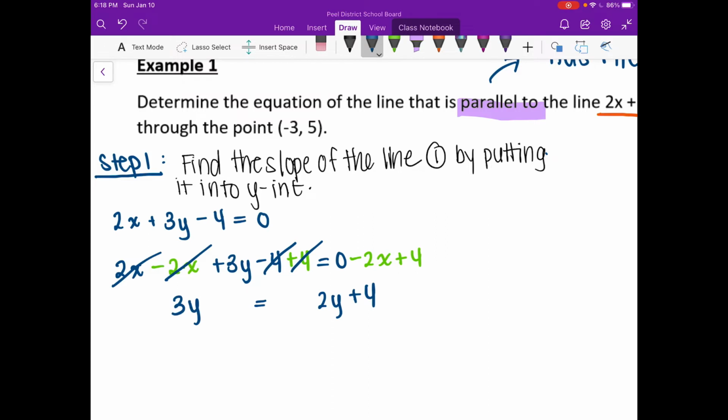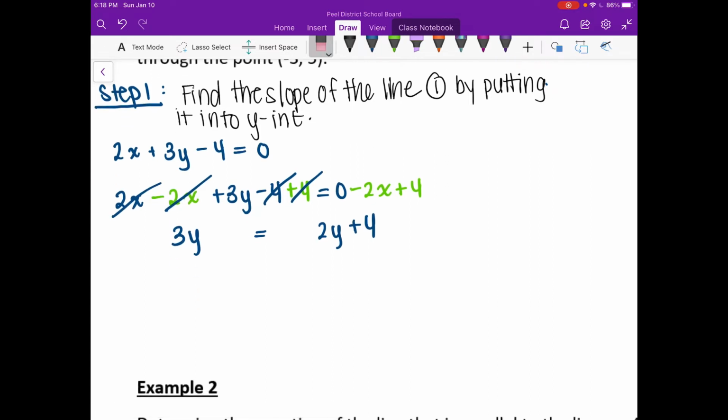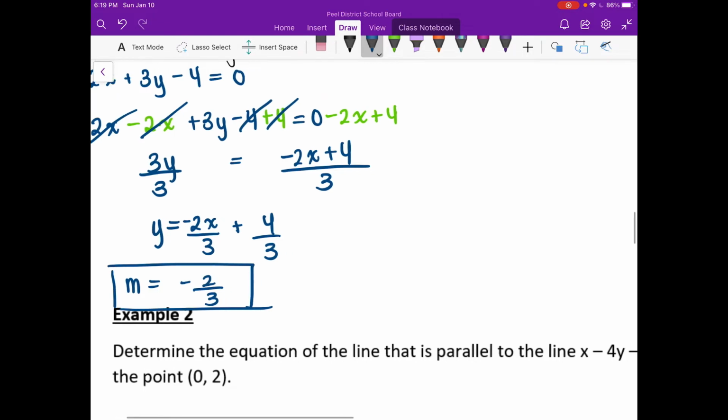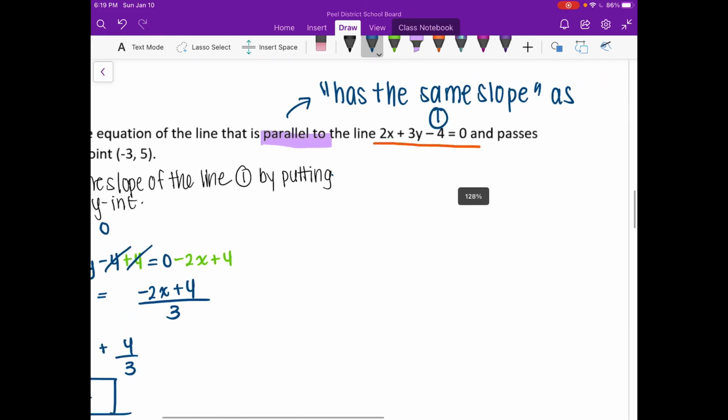So then I have 3y equals negative 2x plus 4. Divide both sides by 3 because I want to get rid of that 3 in front of the y. So I'm left with y equals negative 2x over 3 plus 4 over 3. I'm left with y, and we know that m is going to be the number in front of the x, so my m is negative 2 over 3. So that's my slope.